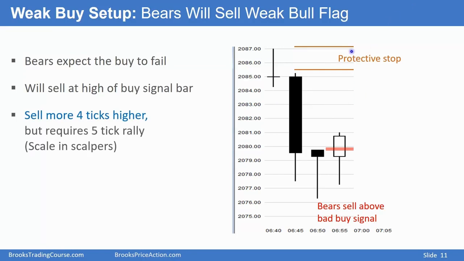My stop is up here. A lot of times when I take that short, I'll place a limit order to sell more 1 or 2 points higher, betting that it might go a little bit higher, maybe a 50% pullback, but odds are my stop will not get hit before I'm able to make a profit. So the bears sell this high and they sell more 4 ticks higher. It has to bounce 5 ticks to get filled.